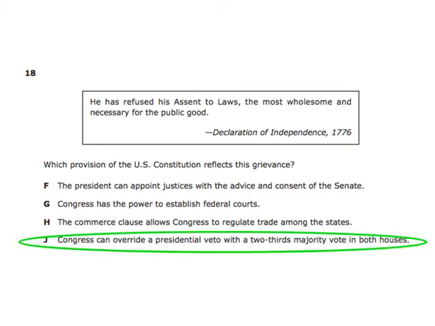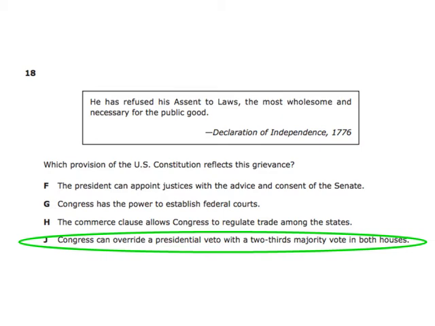Okay, let's break this one down a little bit. So it's saying which provision in the later formed U.S. Constitution reflects this grievance, reflects this problem that's declared here in the Declaration of Independence. It's talking about the King of England. He's saying he has refused his assent to laws. He's refused to obey the laws, the most wholesome and necessary for the public good. These laws are good and wholesome for all of us, and he's refused to adhere to his own laws.